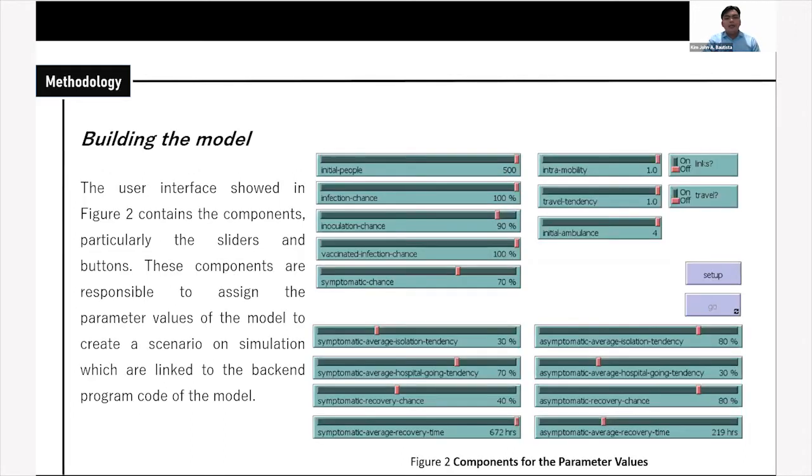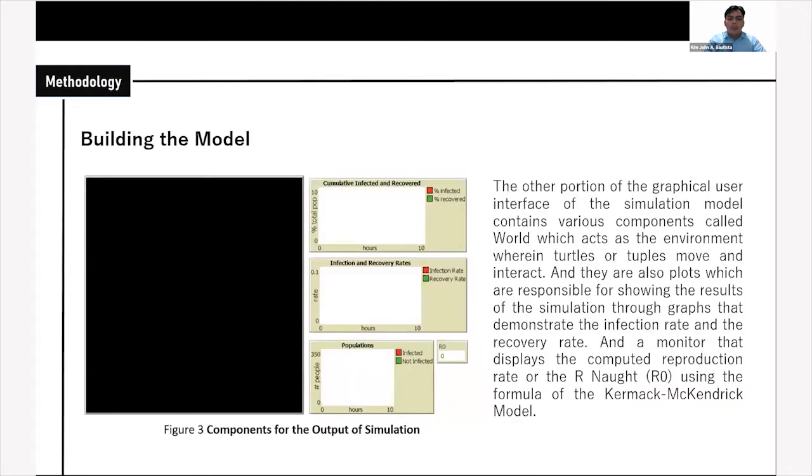Building the model. The user interface shown in Figure 2 contains the components, particularly the sliders and the buttons. These components are responsible for assigning the parameter values of the model to create a scenario on simulation, and are linked to the backend program or the code of the model. The other portion of the graphical user interface contains various components called the world, which acts as the environment wherein turtles or tuples move and interact. There are also plots, which show the results of the simulation through graphs that demonstrate the infection rate and recovery rate, and a monitor that displays the computed reproduction rate, or R0, using the formula of the Kermack-McKendrick model.